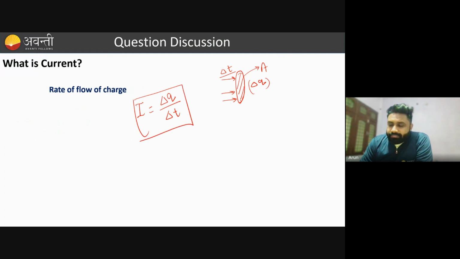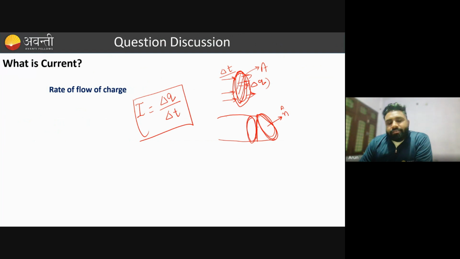Now you should always remember that the charge that is flowing should be perpendicular to the cross-sectional area. Suppose there is a distribution like this. Then we will not take this area. The area vector of this will be in this direction. The component of this area in the perpendicular direction is what we are going to take as the area of cross section.